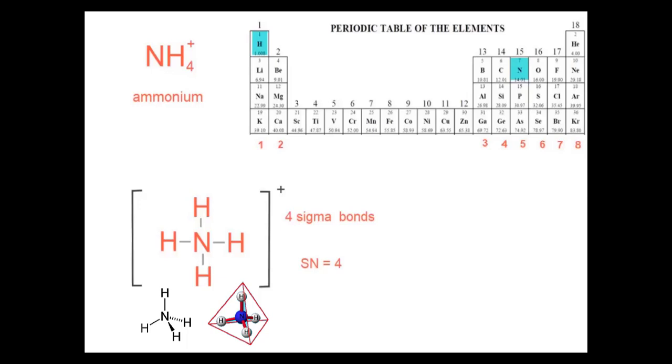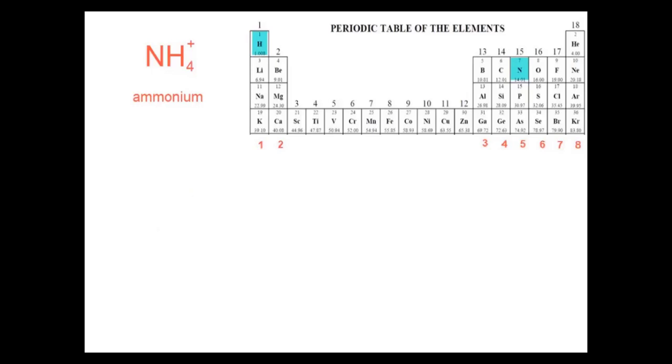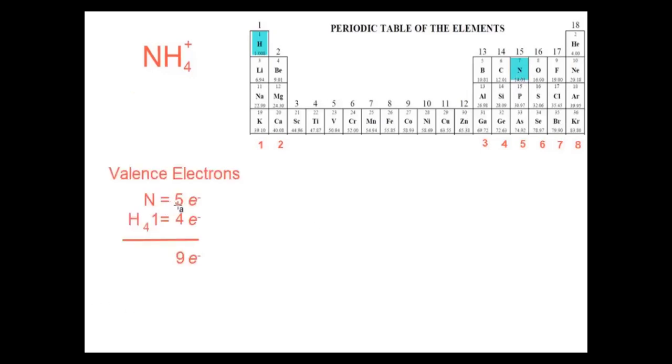Okay, so now for the explanation. Next thing, we've got to do our valence electrons. So we've got the hydrogen, our lovely hydrogen. It only needs 1 valence electron, a pair of electrons on it, and nitrogen. So 1 nitrogen, 5 electrons, 4 hydrogens, each with 1 valence electron, gives us 4 electrons, and then we get 9 electrons as our total.